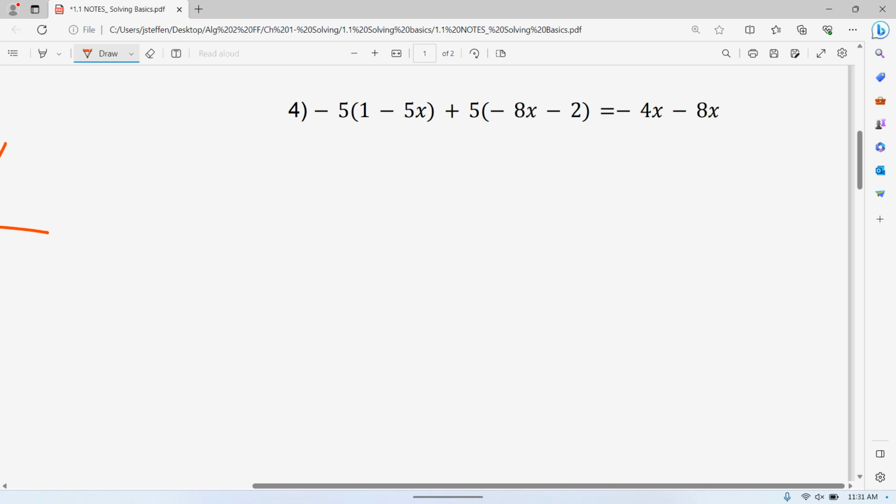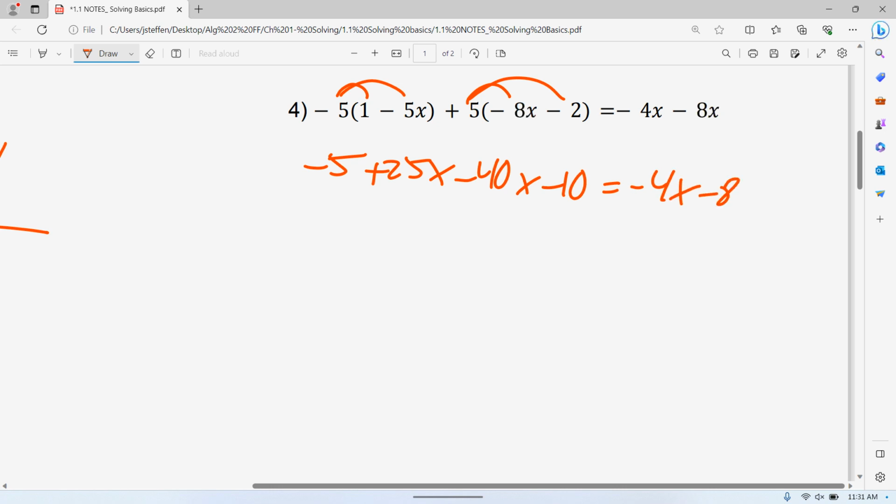So I will show you something that I am starting to do different with this one. And again, most of you guys will not do this, but if you're looking for something to help you out, I strongly encourage it. The first thing we're going to do is distribute both the -5. -5 times -5x is positive 25x. Times -8 is -40. X times -2 is -10. And -x minus 8x we didn't do anything with.